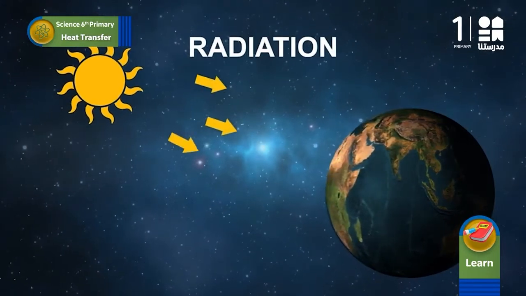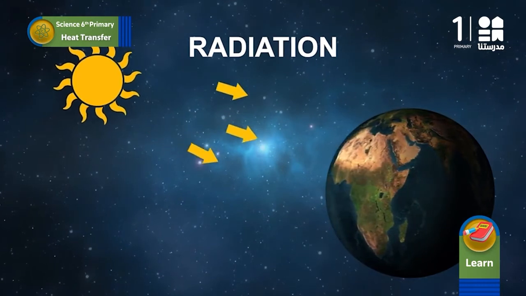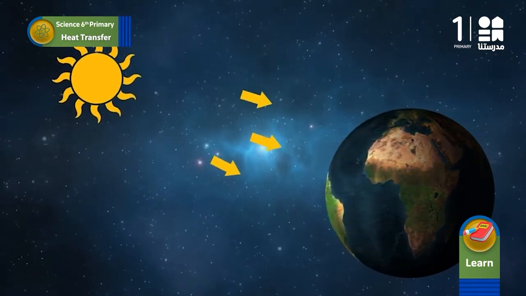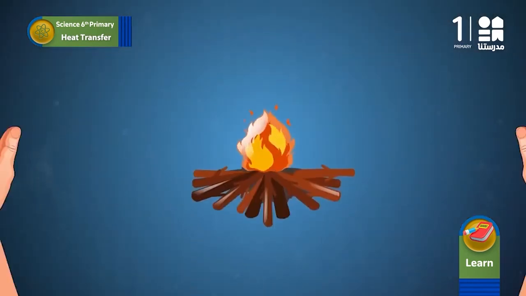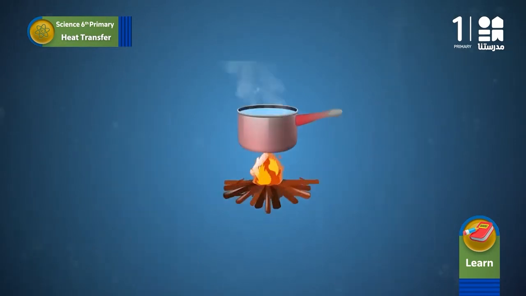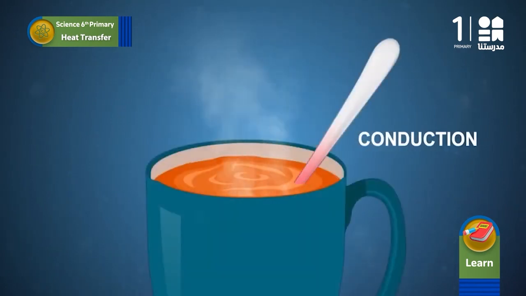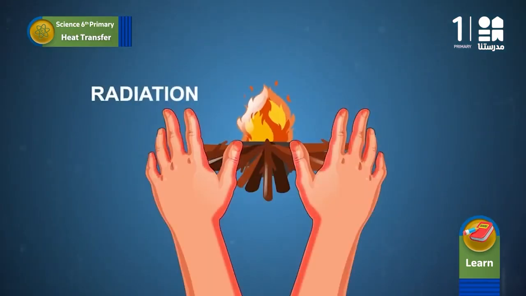Radiation is a method of thermal energy transfer that does not rely on contact between the heat source and the heated object, like being warmed by the heat from the sun, or holding your hands in front of a fire when they're cold. Now you can describe 3 processes of thermal energy transfer: conduction, convection, and radiation.